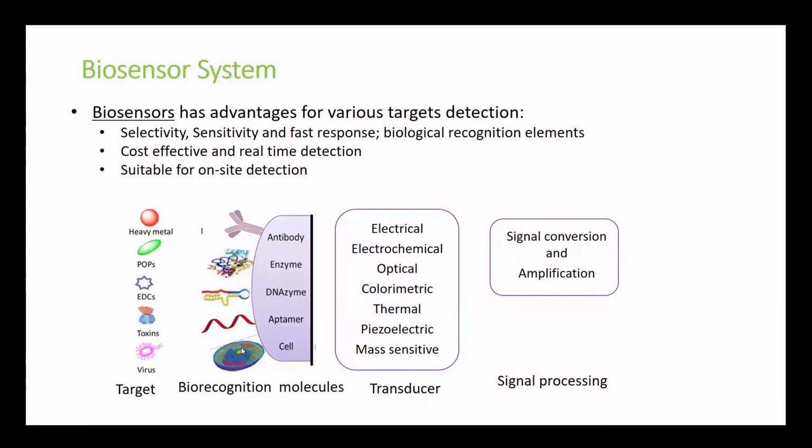So they are selective and sensitive. Also, they have fast response because this binding, like antibody antigen binding and sensing, it is also fast. And they are cost effective comparing with the other large analytical devices. Of course, they are cost effective and they are capable to make a real-time detection because most of them is small and we can just carry them anywhere we want. They are portable, so they are just good for real-time and on-site detection.